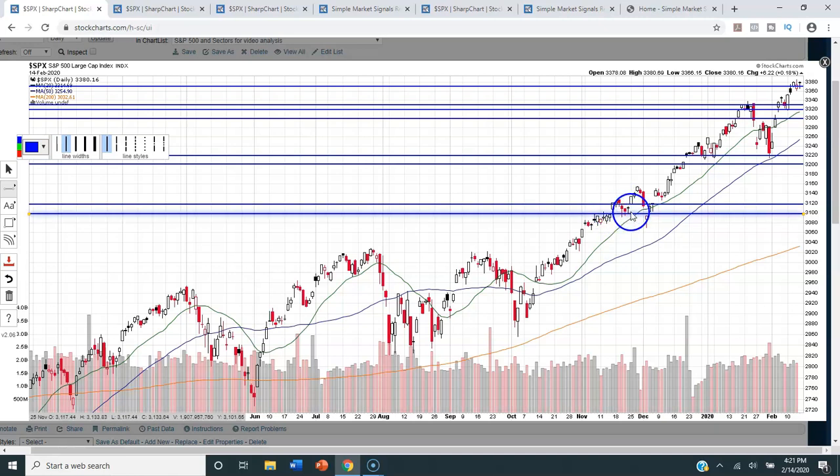And you can see that overhead resistance becomes support once penetrated, okay? So the 3100, again the round number, provided a psychological ceiling above where we were trading back in November. Once we finally got above that, we have been able to stay above it, except for 1 day there during the first week in December, okay? So for all but 1 day, we've been above this 3100 level once we got above it.